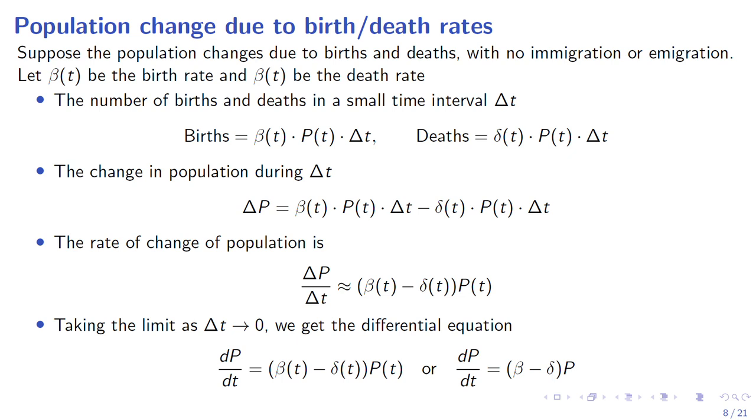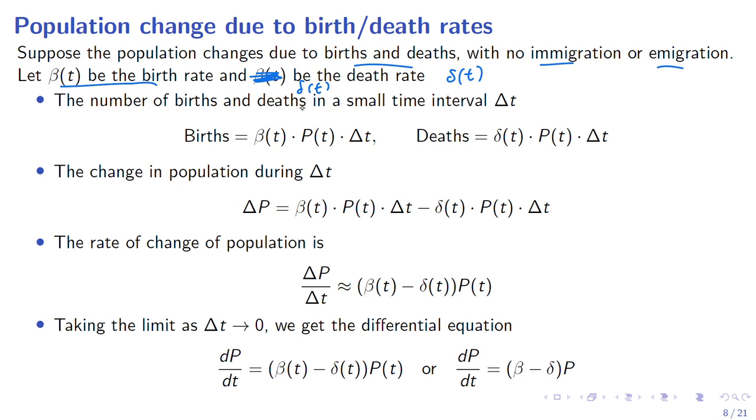Okay, now let's look at how we can model the change of the population due to birth and death rates. Suppose there is a population and it is changing due to births and deaths with no immigration or emigration. So that means the only variation of this population is due to birth and death. No one is coming into this population and no one is going out from this population. Okay, so let beta be the birth rate and delta of t be the death rate.